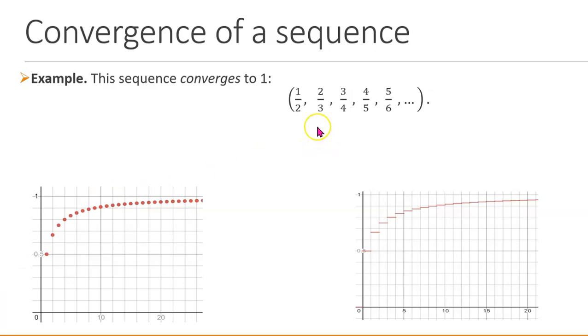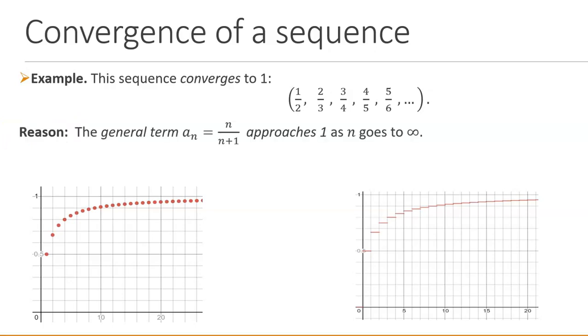The following sequence converges to 1. So if you have a sequence 1/2, 2/3, 3/4, and so on, you see that the terms of the sequence are approaching 1. In this case, we say that the sequence converges to 1. The general term has the form n divided by n plus 1.